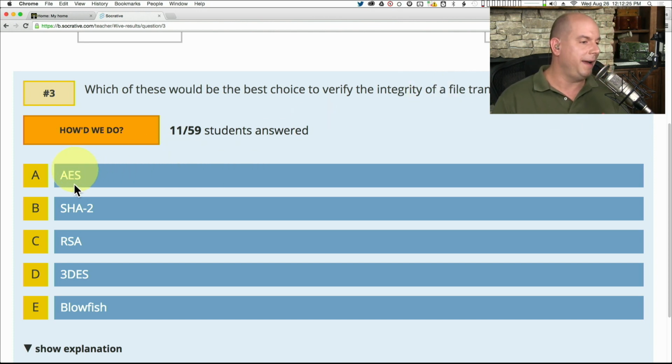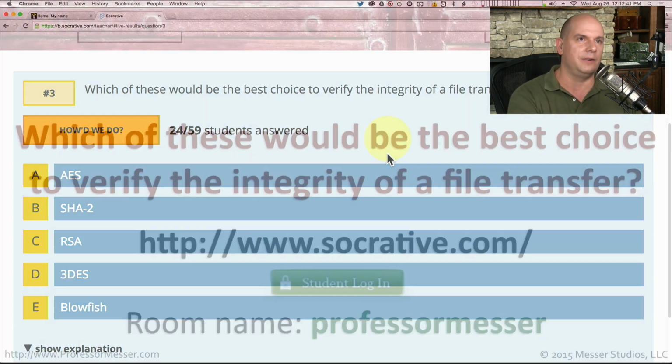The options are AES, SHA-2, RSA, 3DES. I don't want to say the name of it. And Blowfish, which is a name. That's the only thing here that doesn't have an acronym associated with it. Which one of these would be the best choice to verify the integrity of a file transfer?